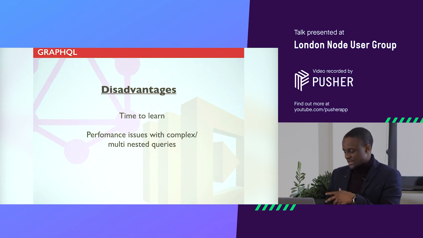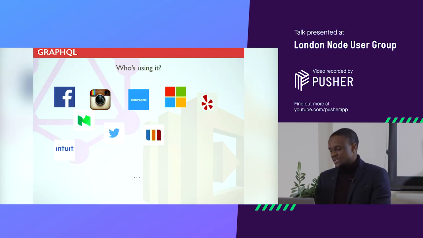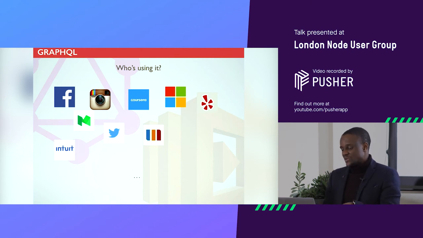So it is something to consider, but who's using it? Literally, it's more or less who's not using it. Facebook, Instagram, Coursera, Microsoft. Many companies have adopted this technology, and the more people use it, it's open source. So many people use it, and if you need help, there are tons of resources. That's the good thing about it.